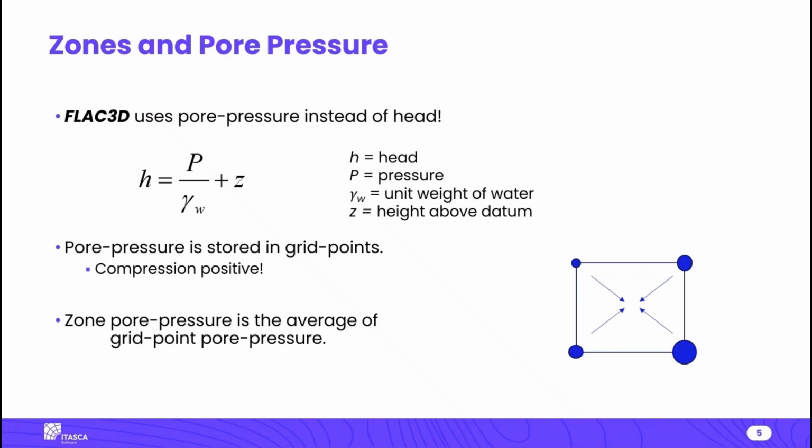Pore pressure is stored at the grid points. Compression is positive. Sometimes you might want to query the zone pore pressure, for example, in FISH, or it actually uses the zone pore pressures to work out the effective stress. And this is really just the average of the grid point pore pressures for the zone.